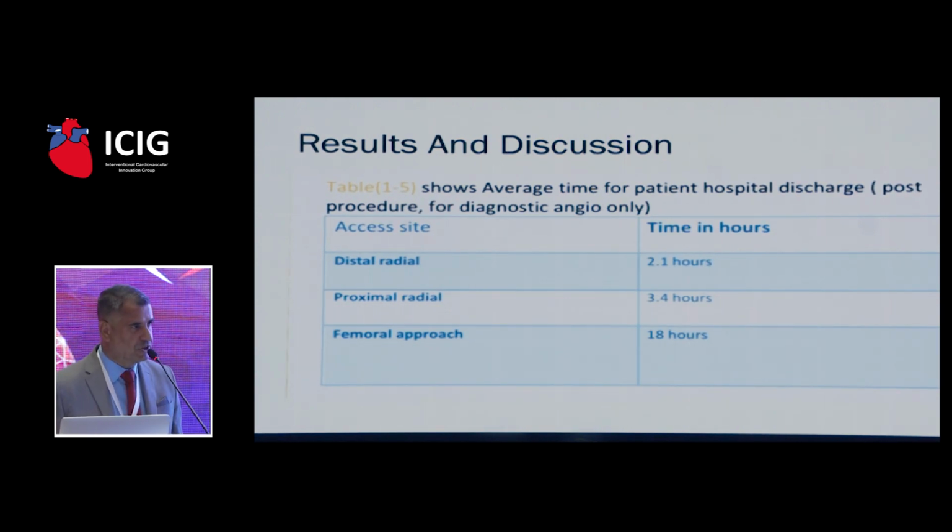Time, which is important for discharging the patient, especially this is for coronary angiography, not for primary PCI this time, is 2.1 hours for distal radial, 3.4 for proximal radial, and 18 hours for femoral approach. You can see the cost effectiveness, it is clear.